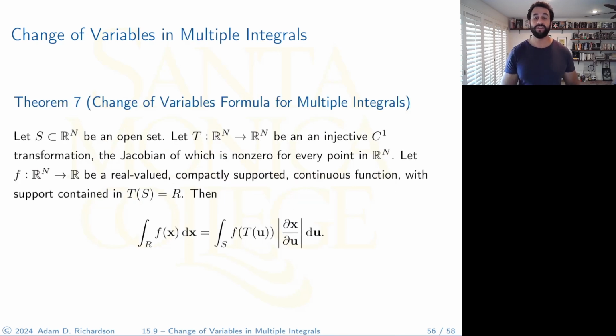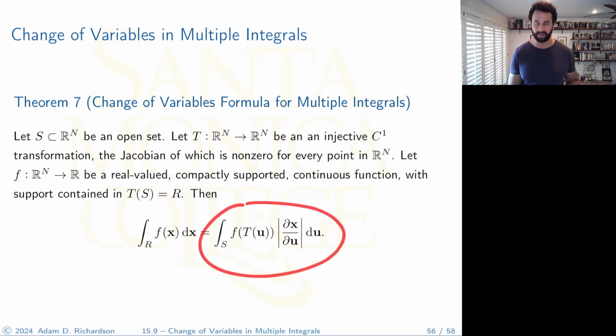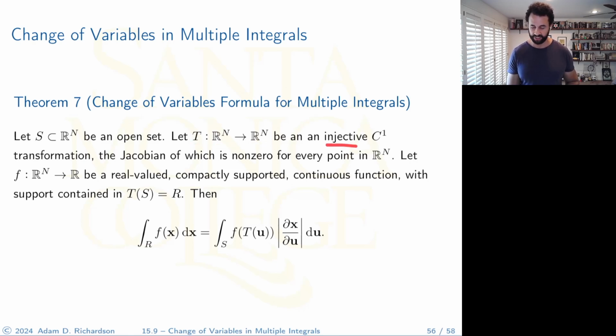Now, change of variables in multiple integrals. So this is one where I will quite literally just state it. So I'll state the theorem, and again, the result looks very, very clean when you have n variables. So here we go. Let S be an open set in Rn. We're going to let T be a transformation from Rn to Rn that is an injective C1 transformation, so continuous first order partial derivatives. The Jacobian of that is non-zero for every point in Rn.